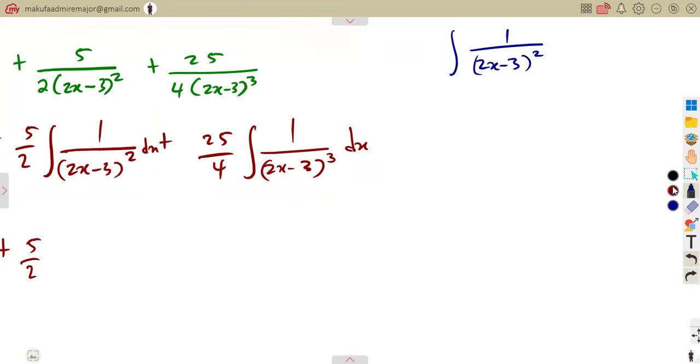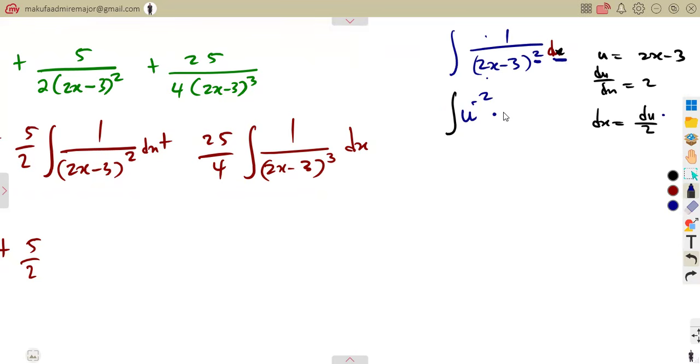Okay. By substitution method, we can let u be equal to 2x minus 3. The derivative of u with respect to x is 2. So dx is going to be du/2 there. If you substitute, this is 1/u squared, which is the same as u to the power of minus 2. In place of dx, it will be du/2.